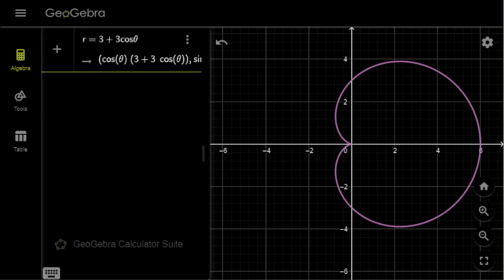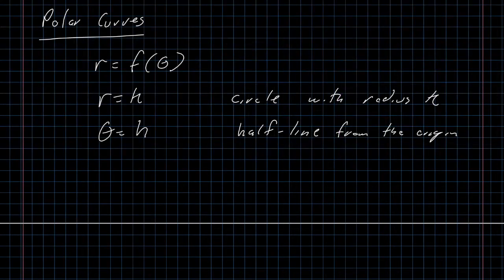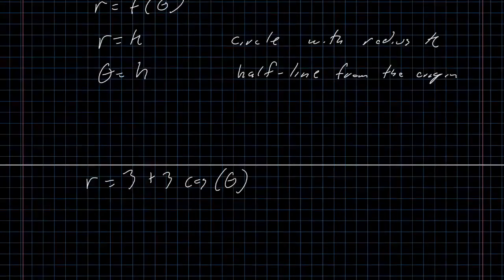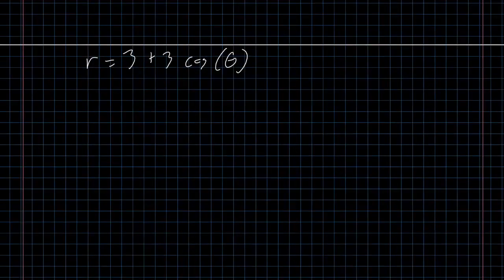Another thing that's going to be important to me is that you can take polar curves or even rectangular curves and turn them into the other thing. So let's jump back to my notepad and let's take a look at this particular equation. We had r equals 3 plus 3 times the cosine of theta.